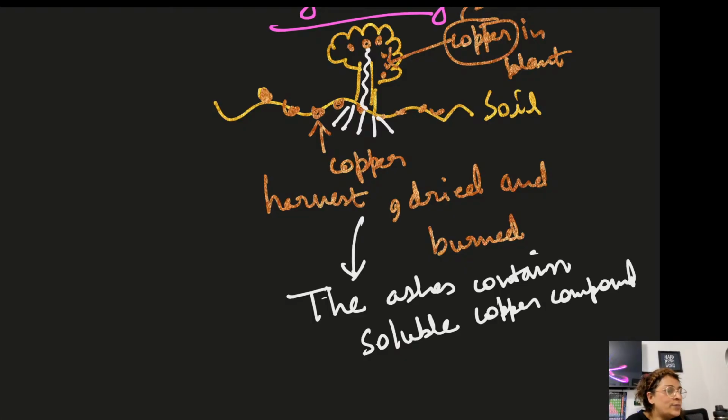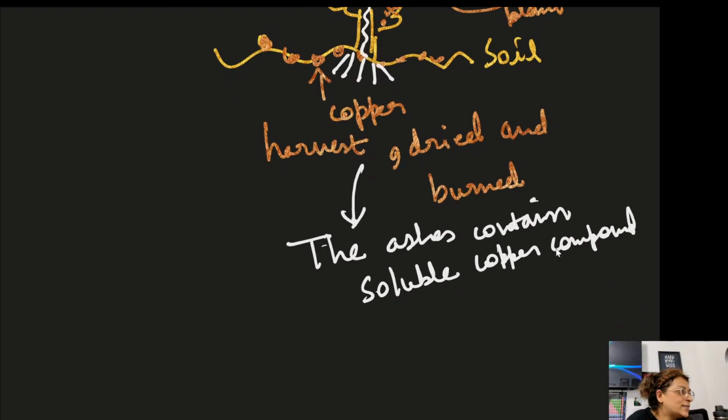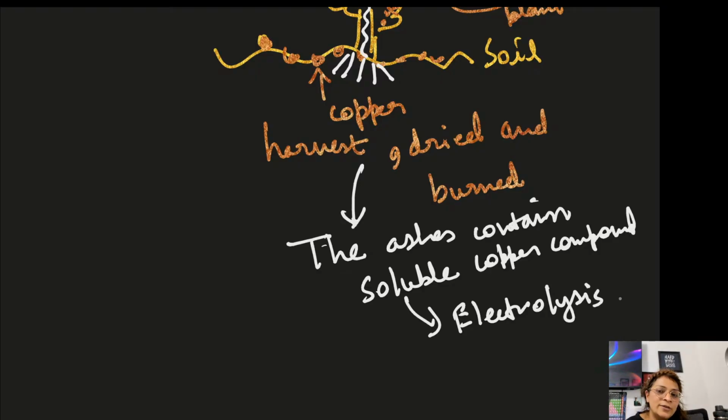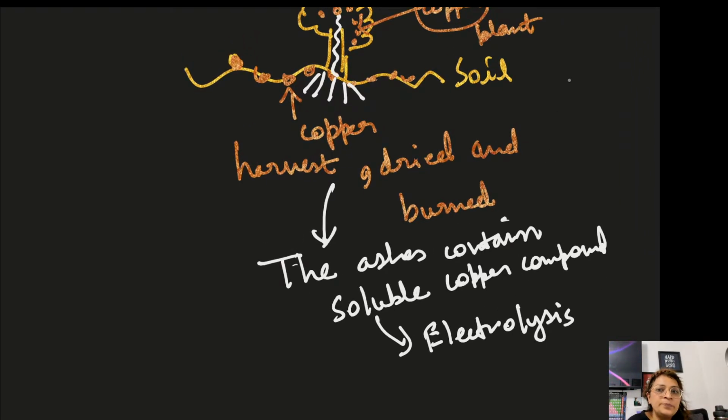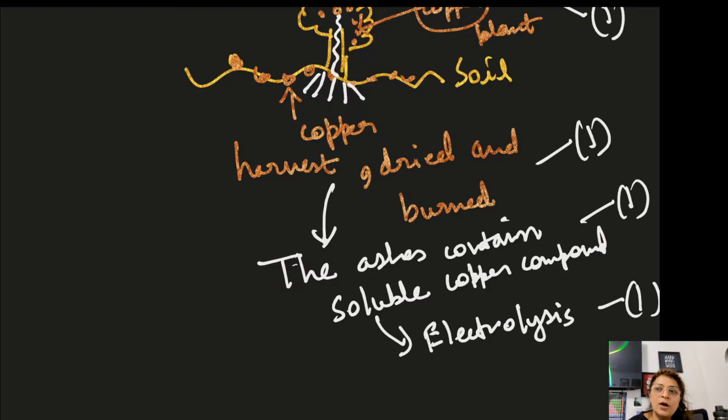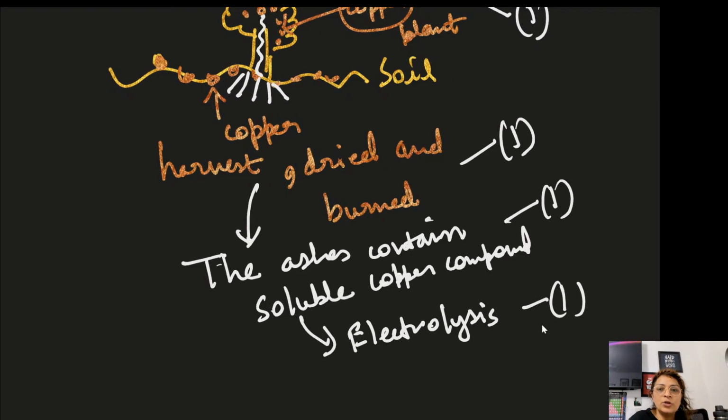And what you simply do, guys, is this. You let it go through electrolysis and you get solid 4 marks on this. Okay, 1 mark, 2 mark, 3 mark, 4 mark. Take a picture of this if you want to.